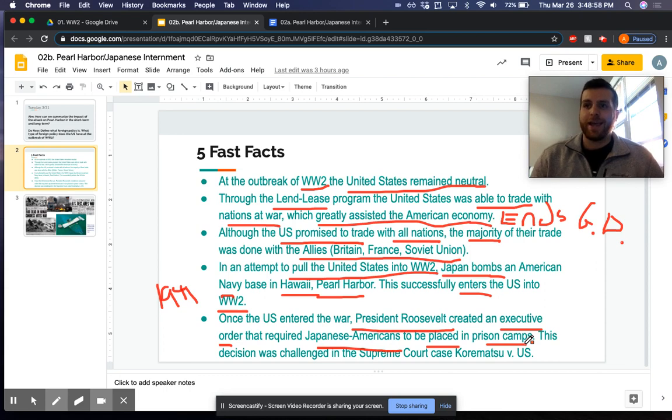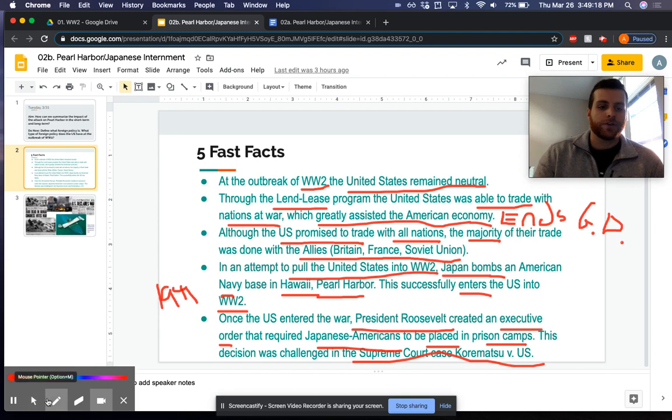And this is challenged in the Supreme Court, in a case known as Korematsu versus U.S. Korematsu is an American citizen. He is forced to go to these internment camps, and he challenges and says his rights are being violated. And this case is argued all the way up to the Supreme Court.